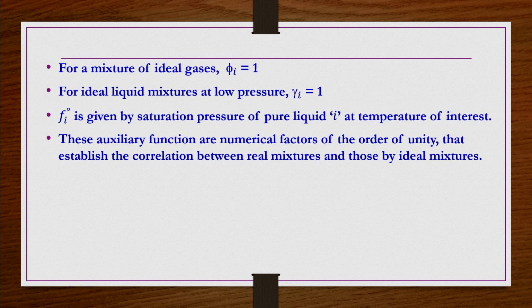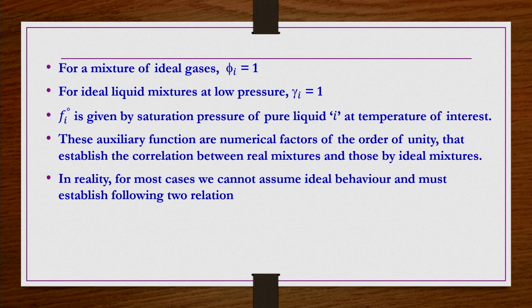So phi i and gamma i give information on how far they are from ideal behavior. If they are equal to 1, then both the vapor and liquid phases are obeying ideal behavior. If they are not equal to 1, there is non-ideality, and depending on the magnitude of phi i and gamma i, we can say how strong the non-ideality is in the given vapor or liquid phase respectively.